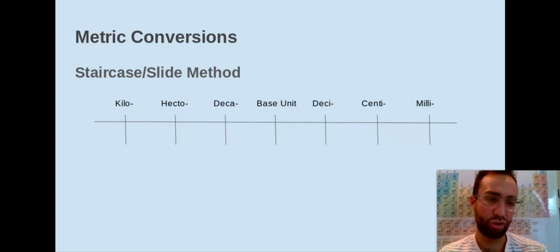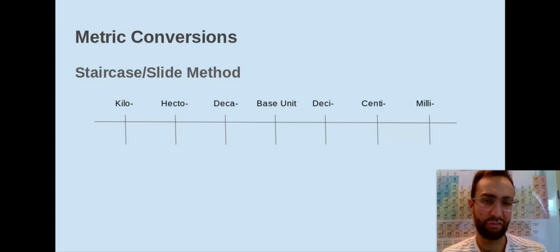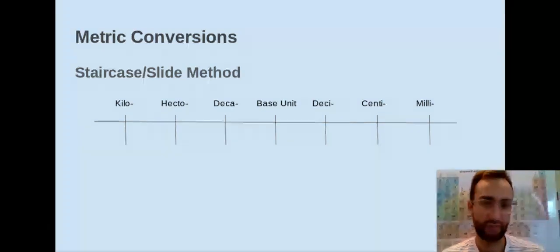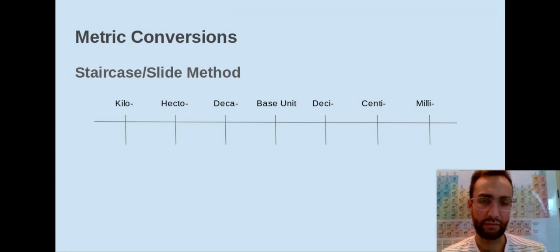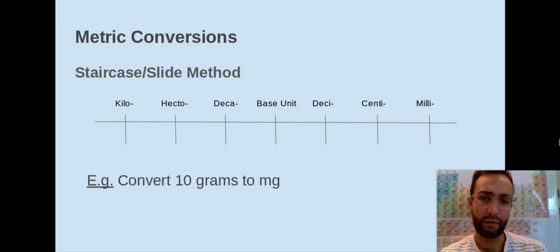All right, our shortcut that doesn't involve the conversion factor is called the staircase or the slide method. So notice I put a number line in front of us: kilo, hecto, deca, base, deci, centi, and milli. So let's say we had an example: convert 10 grams to milligrams. You would locate where your given number's unit is located on here. So in this case, grams is a base unit, and we want to convert to milligrams. So we're going to count, based on sliding, how many times we're going to move the decimal point and in which direction. So I'm starting here.